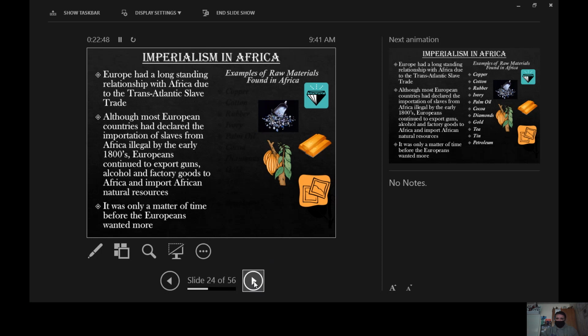Africa, despite high levels of poverty today, had and has an abundance of natural resources, things back then and today that were very valuable. These are just some examples: copper, cotton, rubber, ivory, palm oil, cocoa, diamonds. There's more diamonds in Africa than anywhere else. Gold, tea, tin, petroleum. This was an untapped area. Even though Europeans had explored the coastline and claimed some territory, but definitely interacted with some in very negative ways, the interior of Africa was largely unexplored heading into the 1800s, largely unknown.